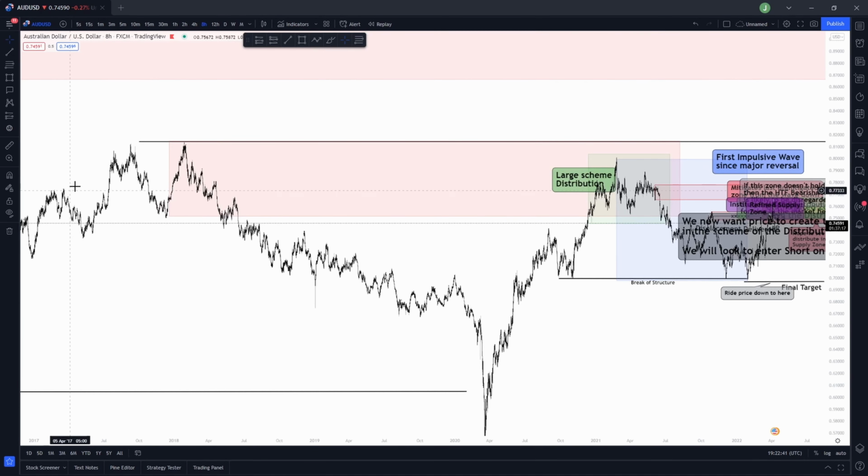Now, what we're expecting is that after this displacement has been delivered, we want to see price trade back up, mitigate this institutional candle, where we should then create a last point of supply in the scheme of a distribution before a reversal and another move lower.